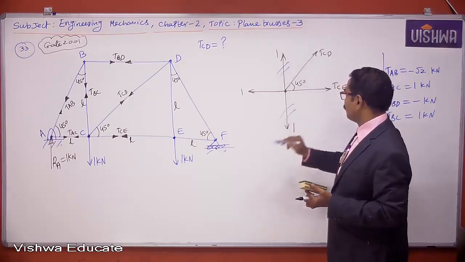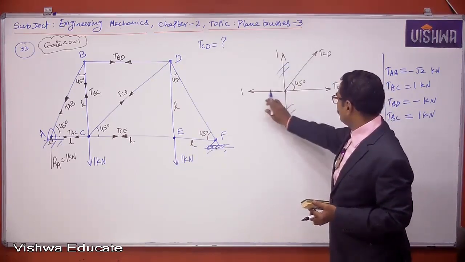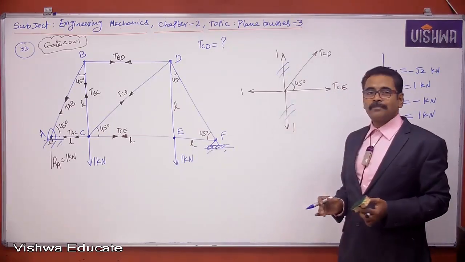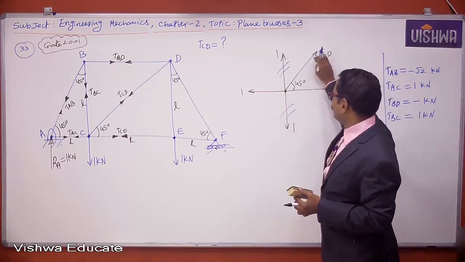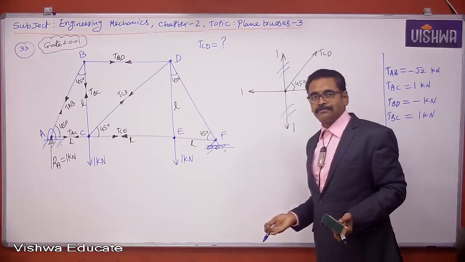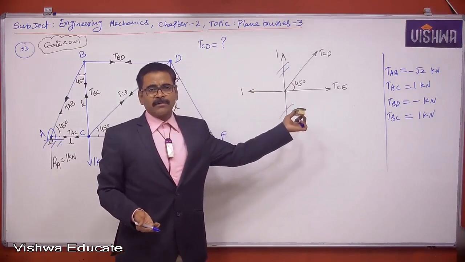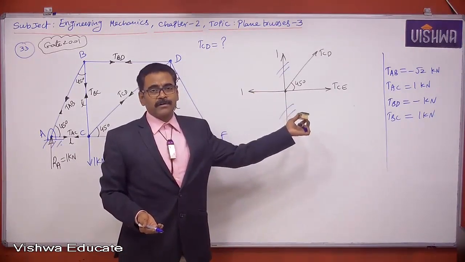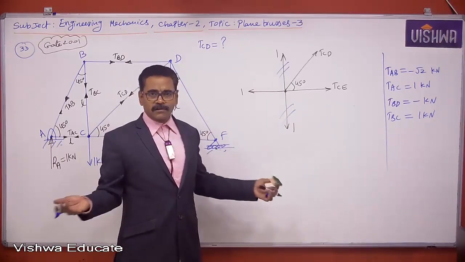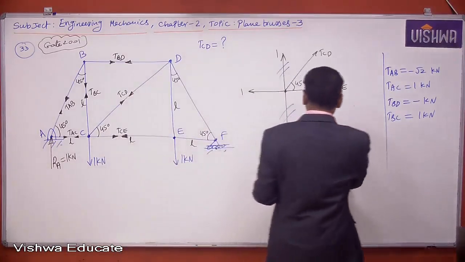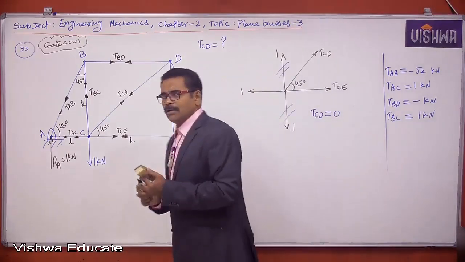These two forces will balance each other. If you remove these two forces, only 3 forces are there. Out of these 3, these 2 are collinear. What is the force carried by the third member? 0. Like that also you can understand, or you can write: sum of rightward components equals sum of leftward components, sum of upward components equals sum of downward components. From that also you can say TCD is 0. The answer is 0. Member CD carries 0 force.